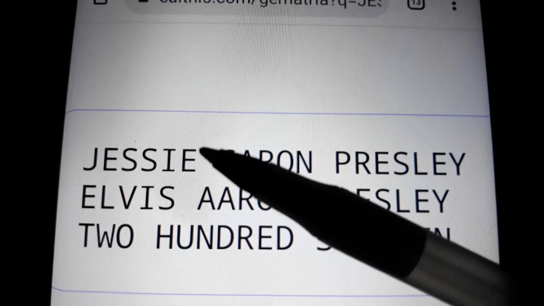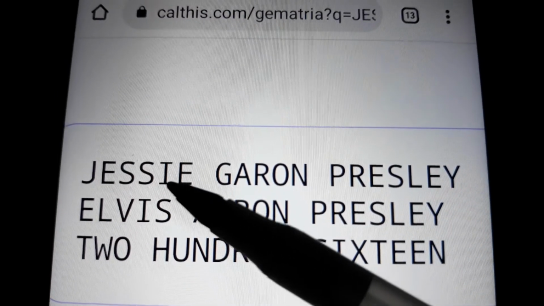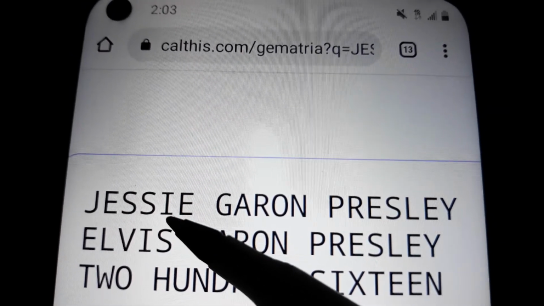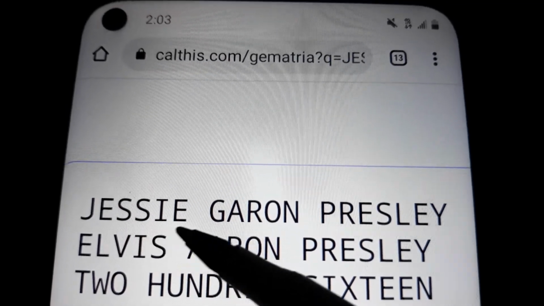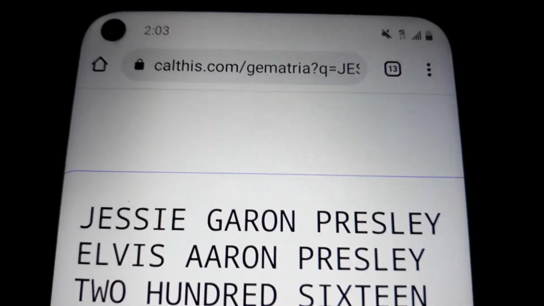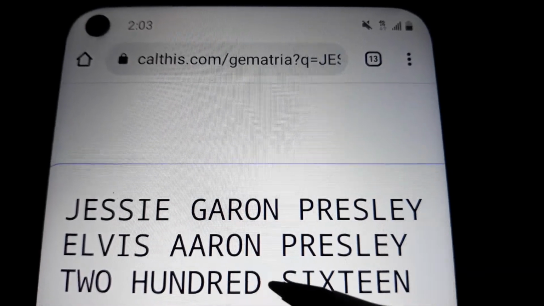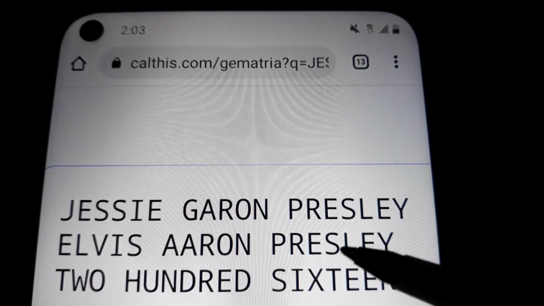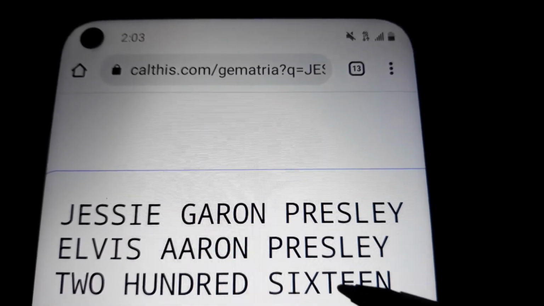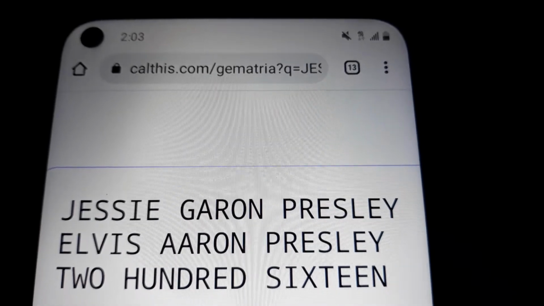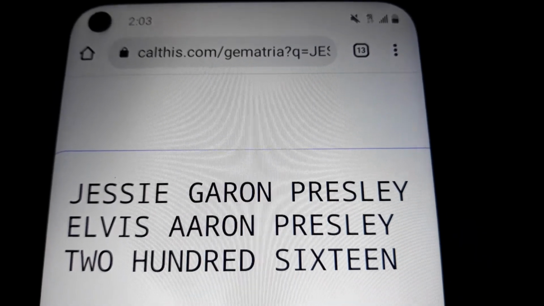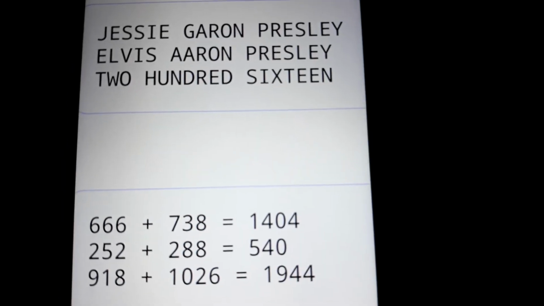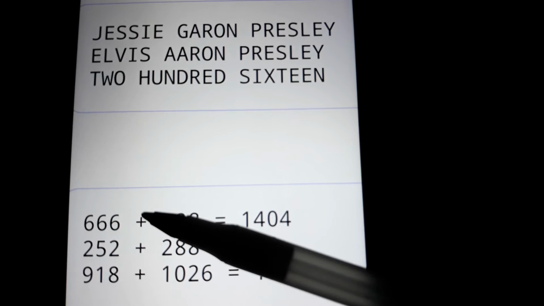So remember, earlier I was showing you all the connections without the I. Now you're going to see why Jesse is spelled with the I. But watch this big connection. So if you put Jesse with the I, Garone Presley, Elvis Aaron Presley, and the 216, because the 216 was connected to the two of them, look what it equals.